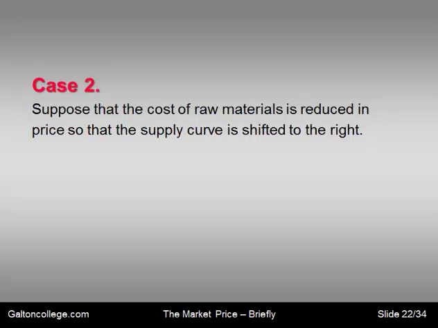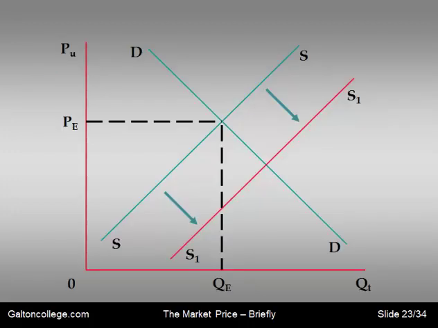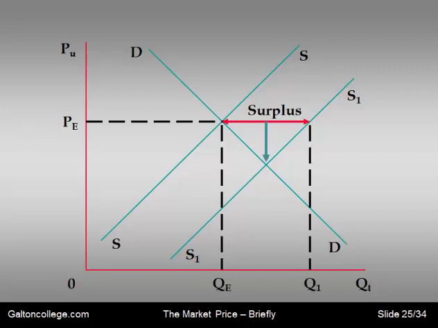Suppose that the cost of raw materials is reduced in price, so the supply curve is shifted to the right. Well, here's the supply curve shifted to the right. It looks like it's shifted downwards, but it's shifted to the right. We have the equilibrium in place, and now you can see at the old equilibrium PE there is a surplus. So at the surplus it means that too much is being produced, so the producers need to cut the price. By cutting the price, they're going to stimulate demand and cut back on production. So we're going to move to this new equilibrium.